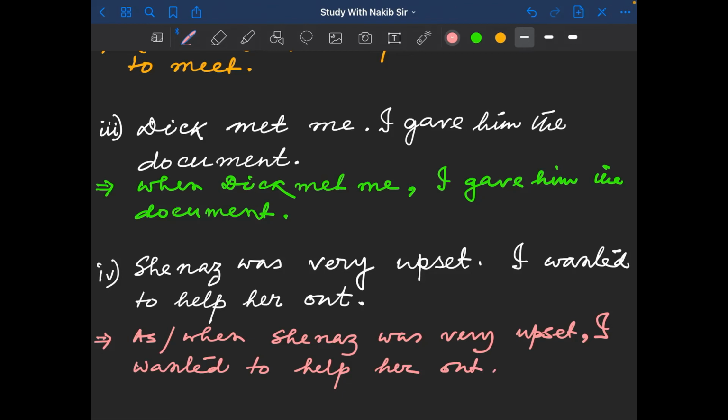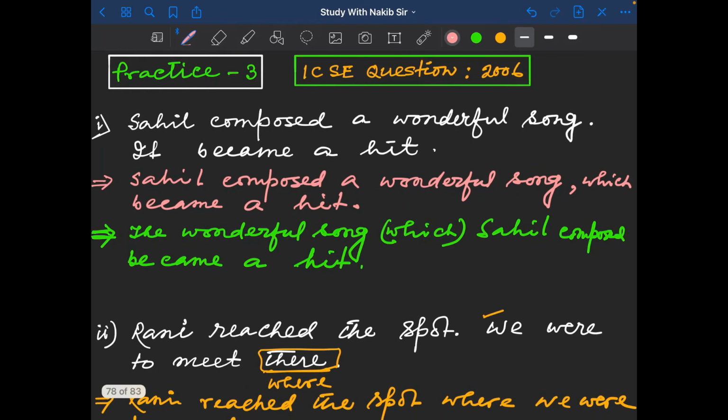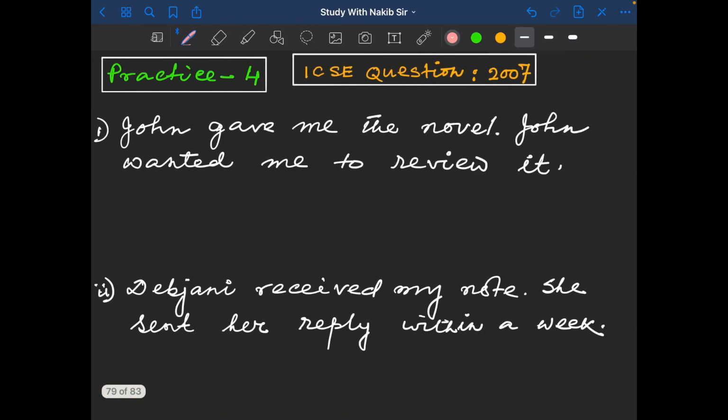As or when Sanaz was very upset, I wanted to help her out. Okay, so this is your answer to the questions of ICSE question of 2006. Okay, now go to the next sheet.